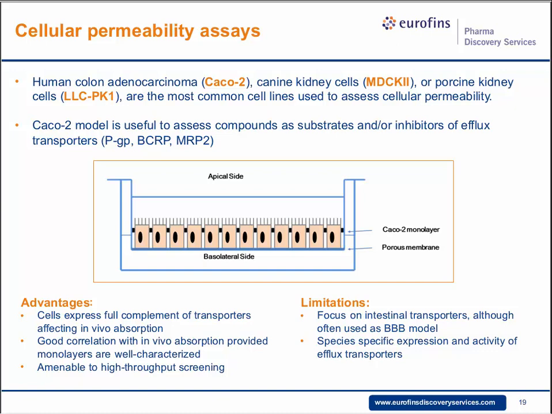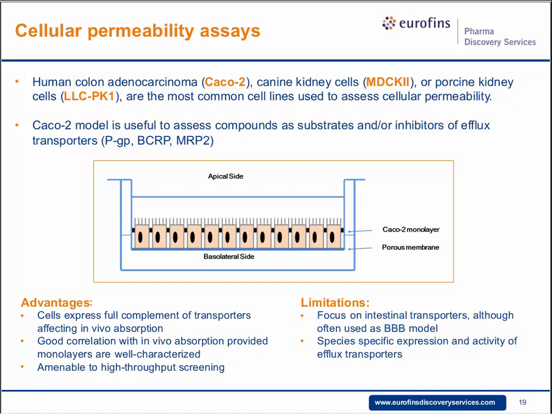An advantage of the Caco cellular permeability model is that the cells express all of the transporters relevant for absorption. And permeability results in this model do correlate well with in vivo absorption and bioavailability, provided the monolayer is well characterized and forms tight junctions. These assays can also be run in a 96-well format and are amenable for high throughput screening.